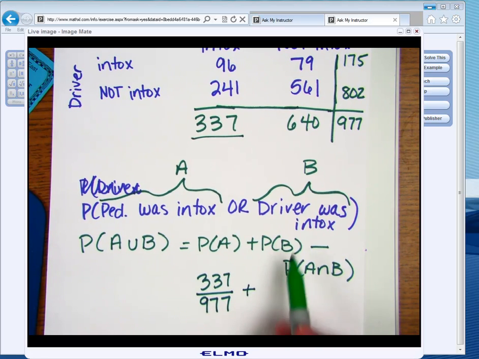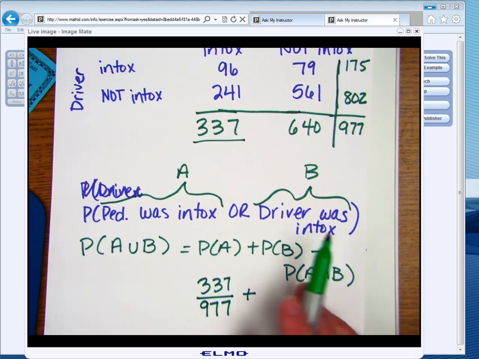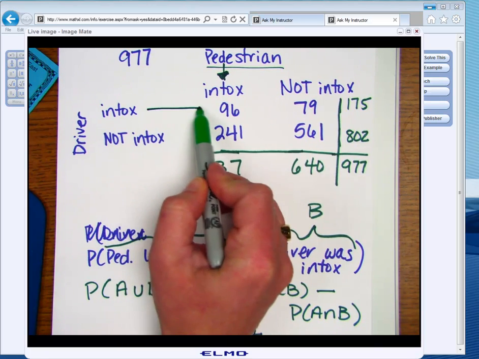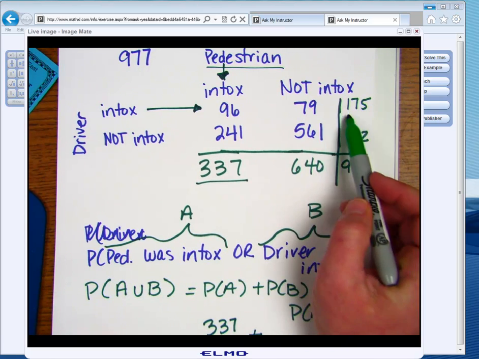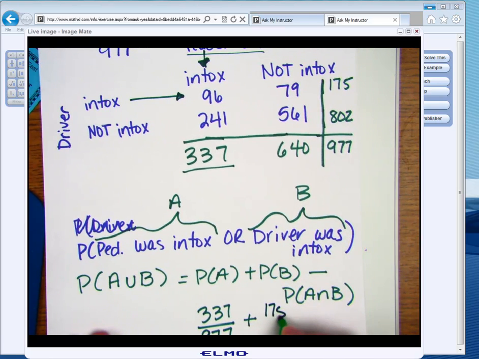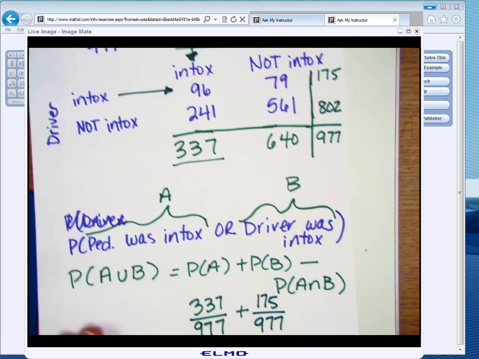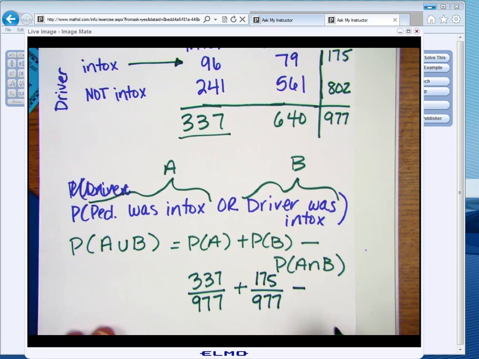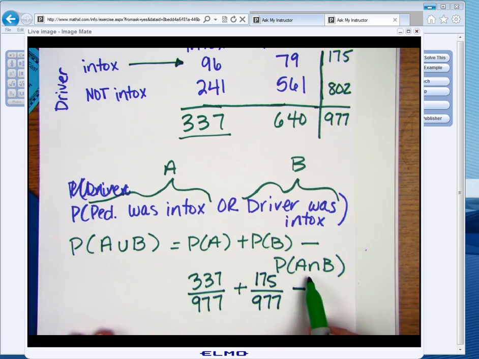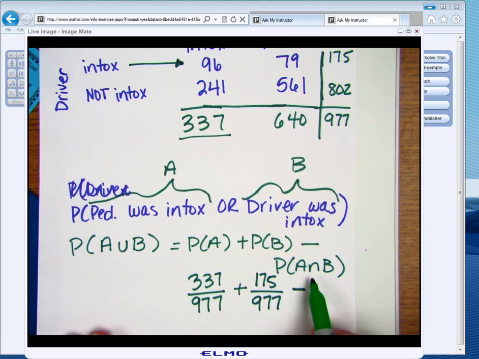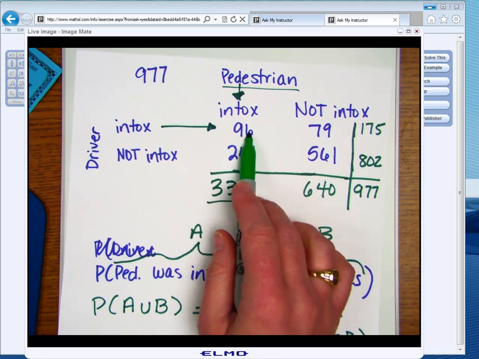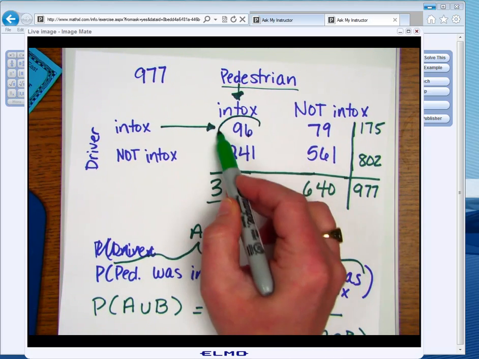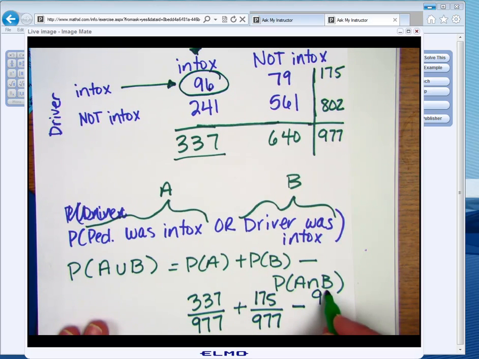And now to that, we're going to add the probability that the driver was intoxicated. So in that case, we're going to take this. The driver was intoxicated here or here, for a total of 175 over 977. And last, on this or, we have to subtract off the probability of both. So if we go back to our table, pedestrian was intoxicated and driver was intoxicated, that's this number here. So we're going to subtract off 96 over 977.